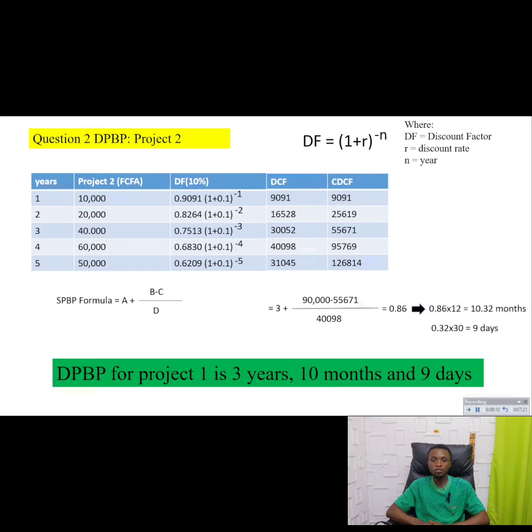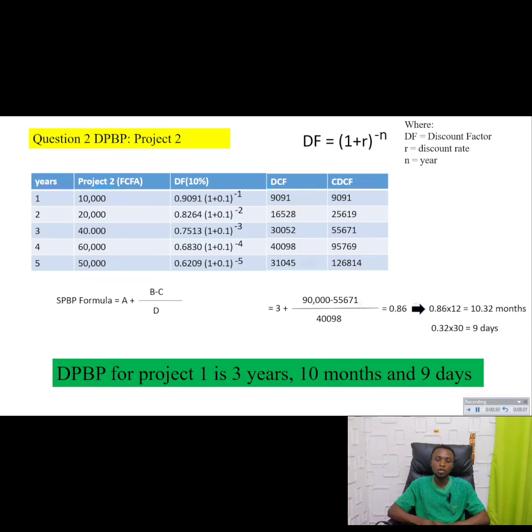be that. Now substituting into your formula, you're going to have 0.86. You multiply by 12 to convert it to months, and you're going to have 10.32 months. You multiply the 0.32 by 30 to convert it to days, which gives us 9 days. So your overall discounted payback period for project 2 will be 3 years, 10 months and 9 days. So this means if we invest in project 2, it's going to take us 3 years, 10 months and 9 days to realize our initial capital.